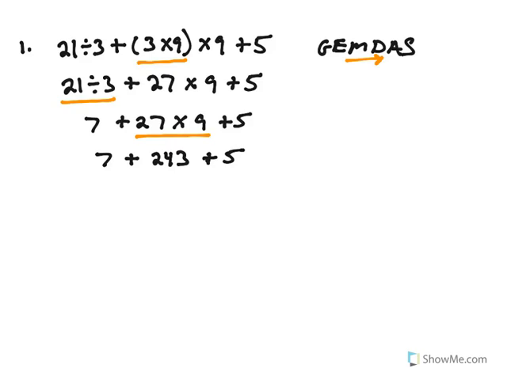Left to right. Now you read it again from left to right. The only thing you have is addition. So when you do addition or subtraction, it's left to right. So you would add these two first. Always go from left to right. So there's no errors. 7 plus 243 is 250. And then we add 5. Of course, that's the last step. So that would just give us 255. Okay? So that would be an example of how to do that.